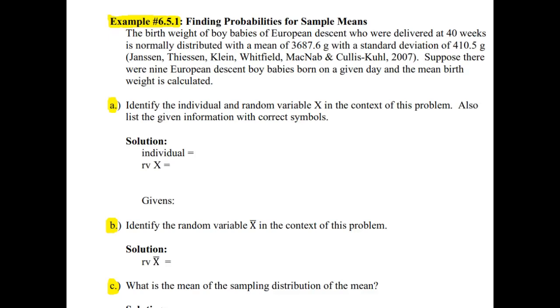So to end this section, we're going to look at a couple example problems now that we've kind of developed the theory and some understanding of why the formulas work the way they do. So example 6.5.1, finding probabilities for sample means.